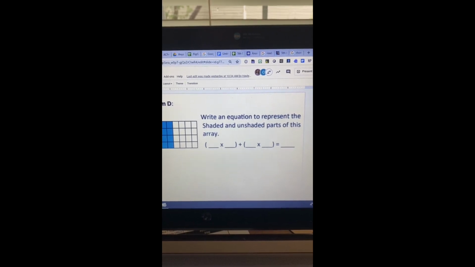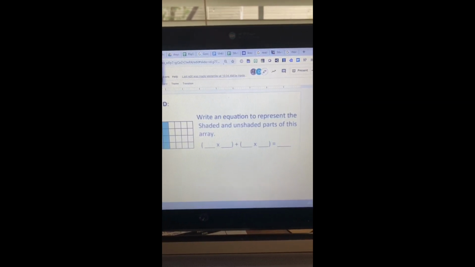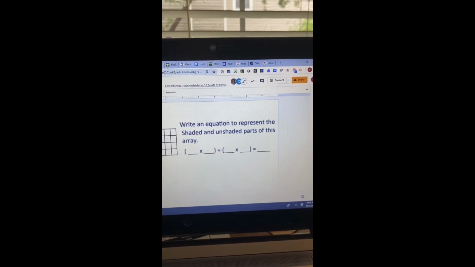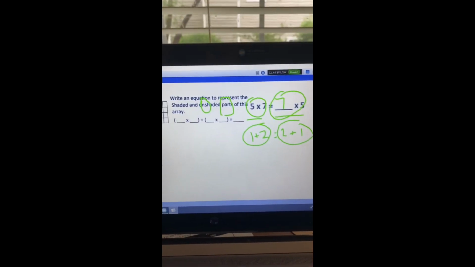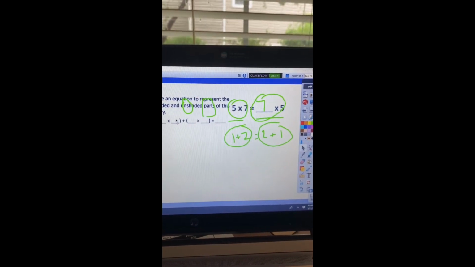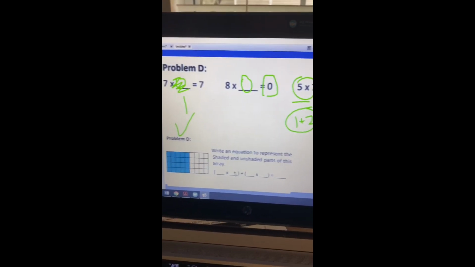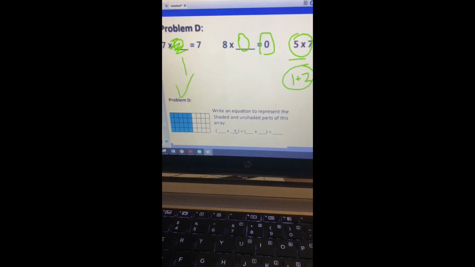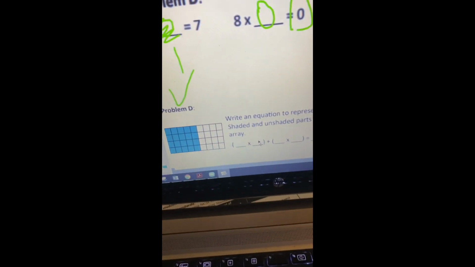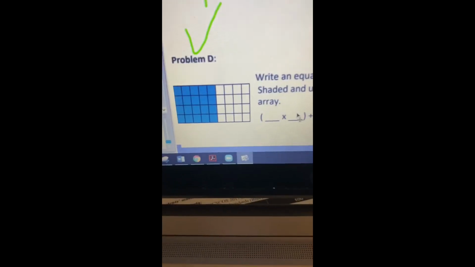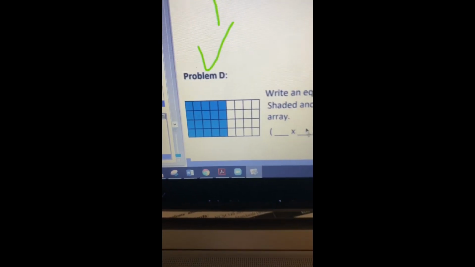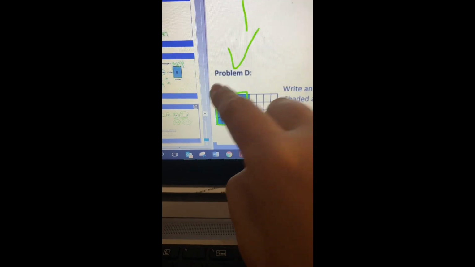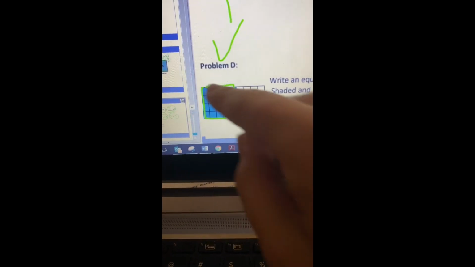There's another part to our multiplication for today. There's 2 parts. Let me go back to this and I will put it in here. So, problem D, part 2. Write an equation to represent the shaded and unshaded parts of this array. So remember, if I'm breaking this apart, I'm decomposing this shape, there's still a multiplication problem that goes with it. So what would be the multiplication problem that would go with this array, with this shape?